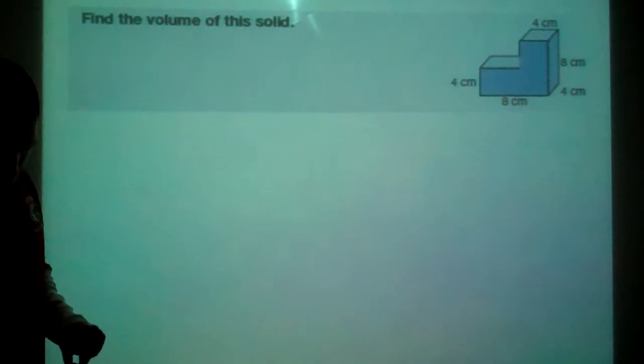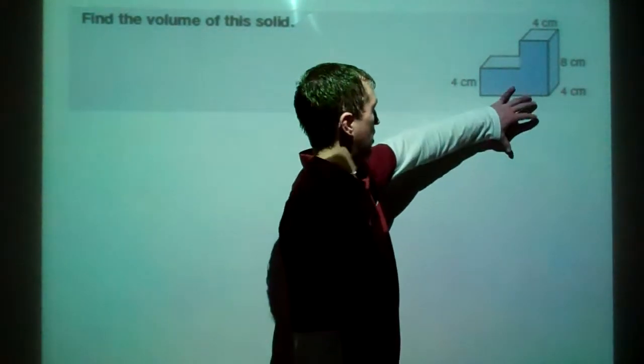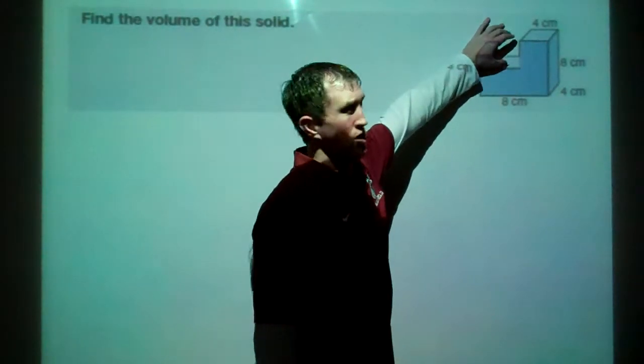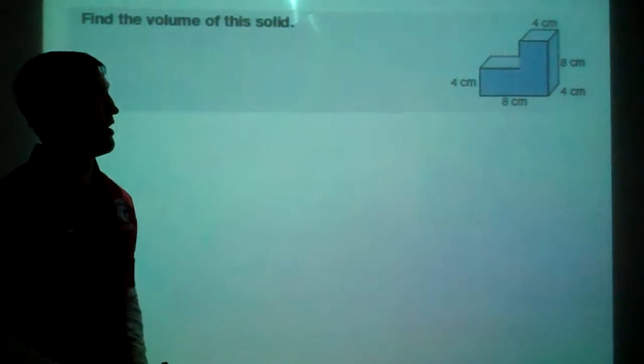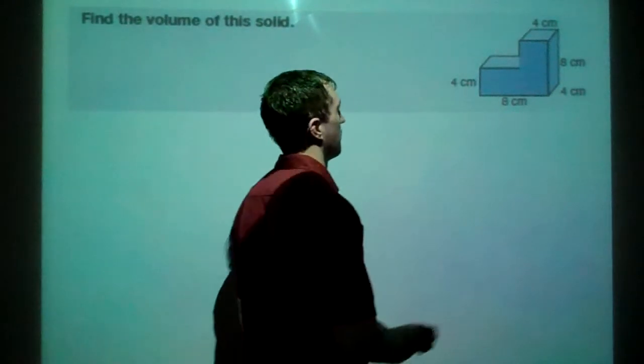We can either figure out the total volume that this would be if this piece was here, and then subtract out this piece, or we can treat this figure like two figures, split it apart, and then add two volumes together. And that's the way that I'm going to do it right now.